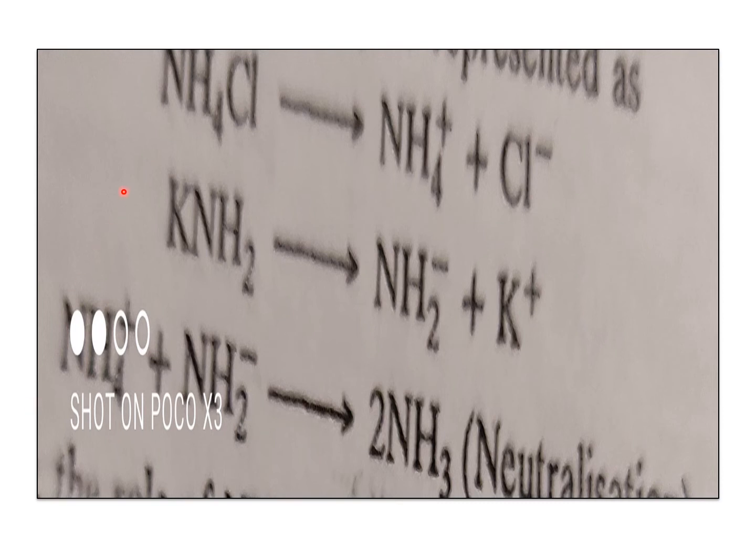Consider the neutralization of ammonium chloride with potassium amide. Ammonium chloride forms NH4+ and Cl-. Potassium amide dissociates as NH2- plus K+. The neutralization involves combination of NH4+ and NH2- ions to form unionized ammonia molecules, which represents a case of neutralization.